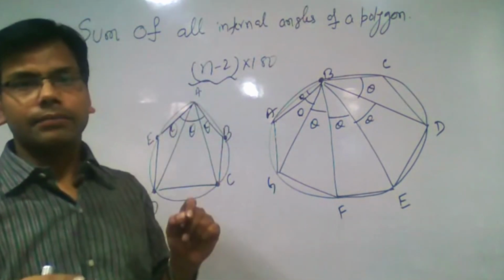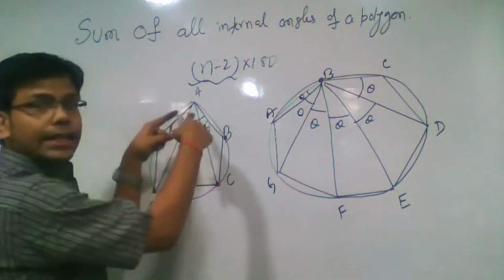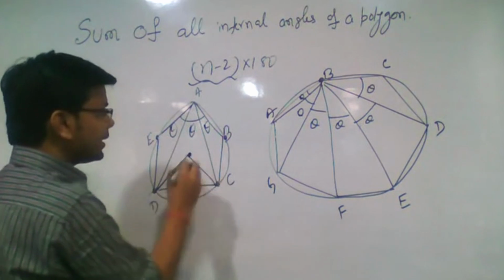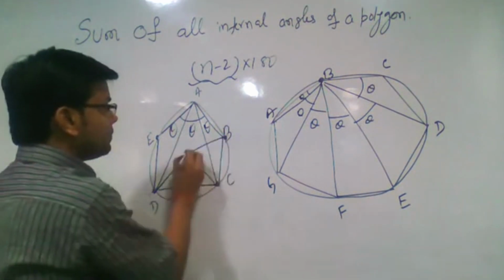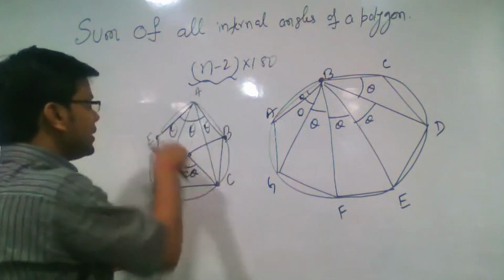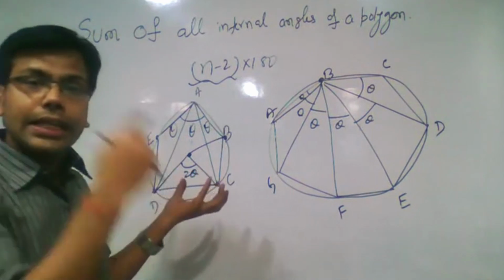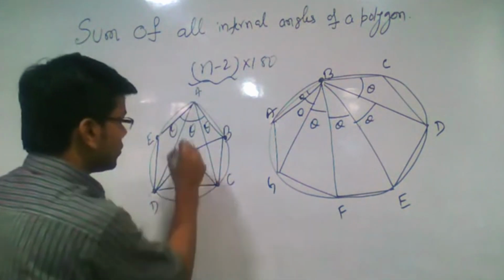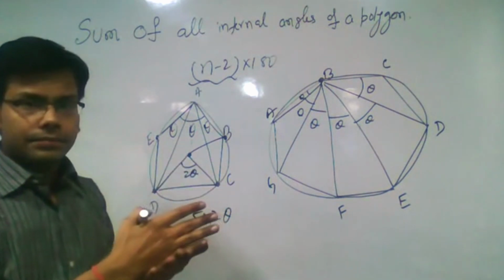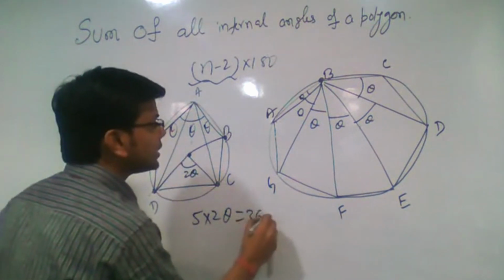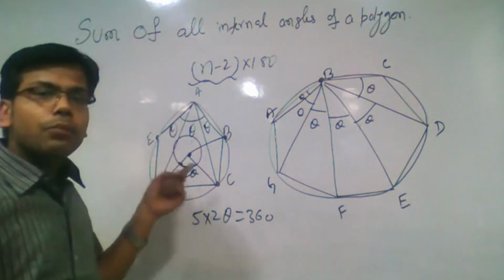Now why 180 degrees? Work at the center. If BC subtends angle theta at A, then at the center this should be 2 theta. DC makes 2 theta, BC makes again 2 theta, AC again 2 theta, and all sides make 2 theta. There are 5 sides, each making angle 2 theta, so the total angle at the center is 2 into 5 theta. That is nothing but 10 theta. This is equal to 360, because the summation of all angles at a point is 360 degrees.